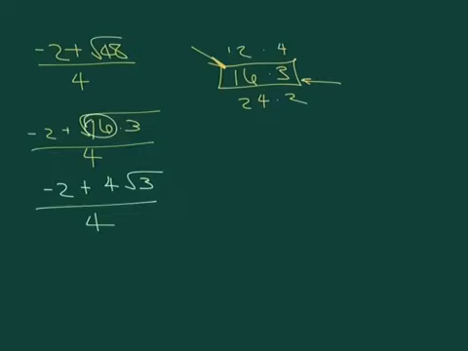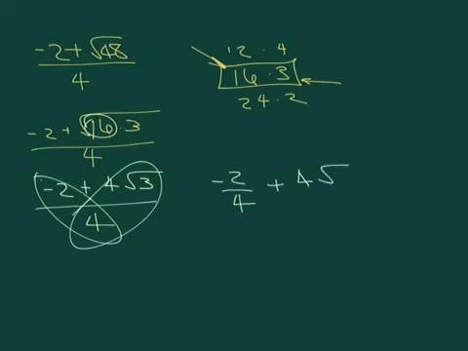So what am I going to do? I'm going to split these up like this. So negative 2 over 4 plus 4 square root of 3 over 4. Okay, I can cancel those two. 2 over 4 is what? 1/2. Okay?